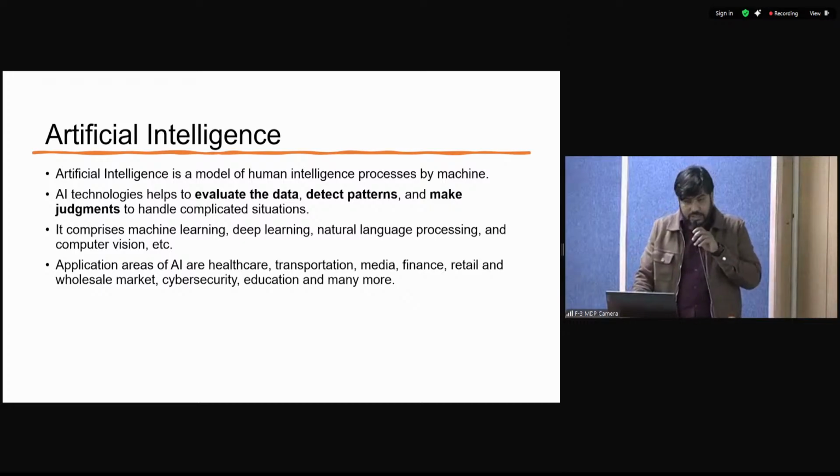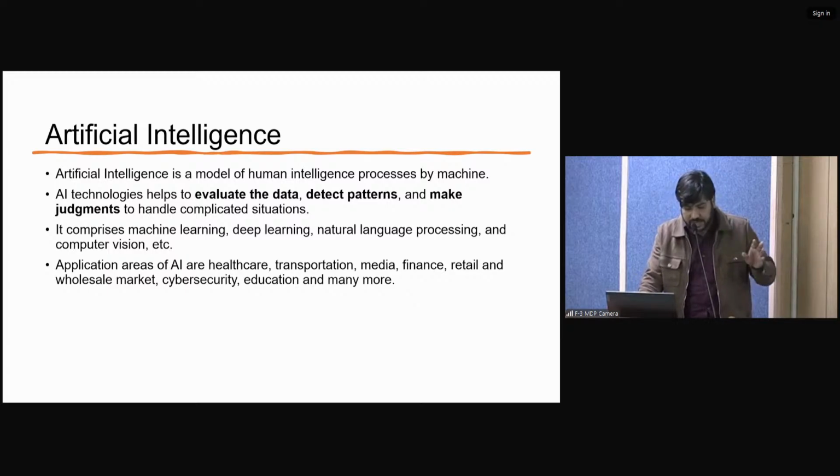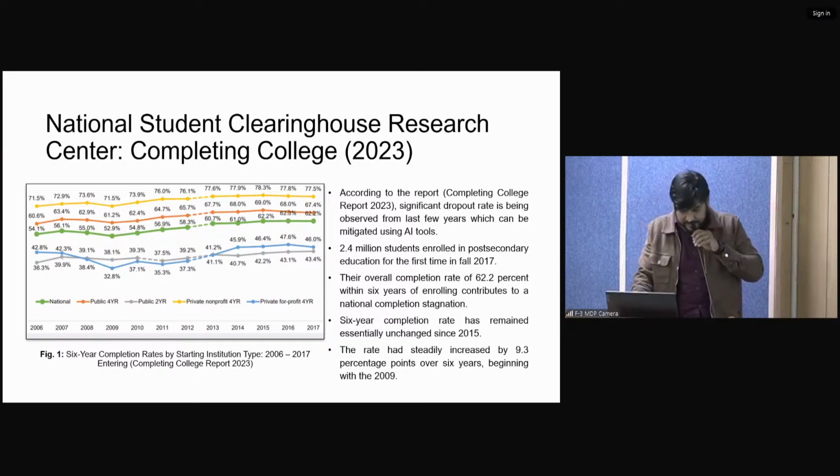So AI technology can evaluate the data, make predictions, find patterns, and make useful decisions where required. Right. So application areas like healthcare, transportation, media, finance, real estate, wholesale, cybersecurity, everywhere AI is working. This is a trend which I found in the Newsweek report, and it very strongly says that from 2013 till 2016, frequent dropouts were found. Right.